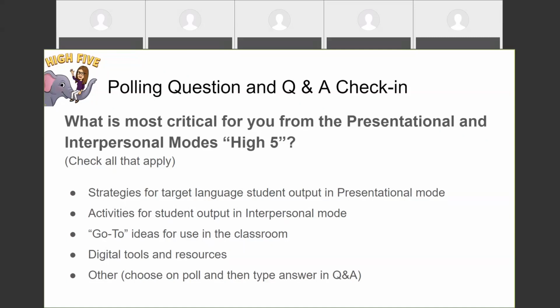All right, let's finish up with whatever response you're providing so that we can close this out and see what everybody said. All right, let's take a look.